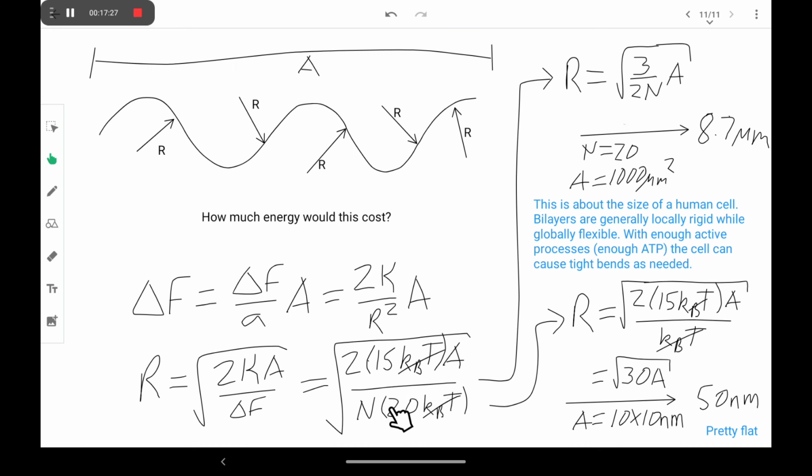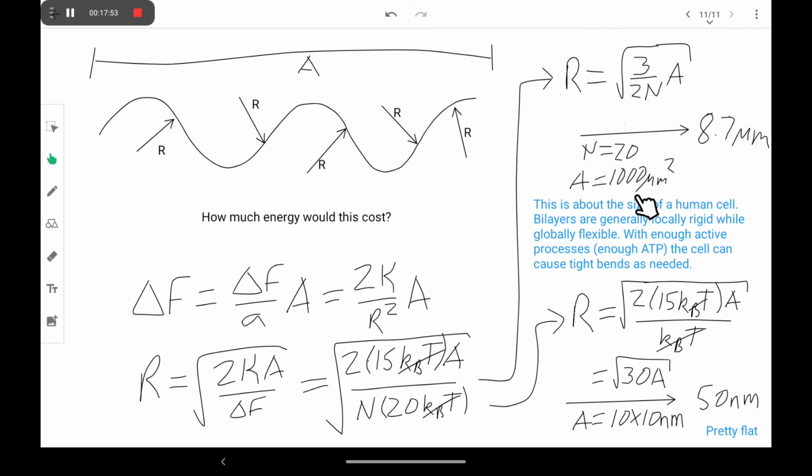So we can get rid of our energies here, and by plugging all our numbers in, we can see that the radius, in terms of n ATP, is just 3 over 2n times the area. Let's get an estimate here. Let's suppose we need 20 ATP. How big of an area would I need to make this with 20 ATP?